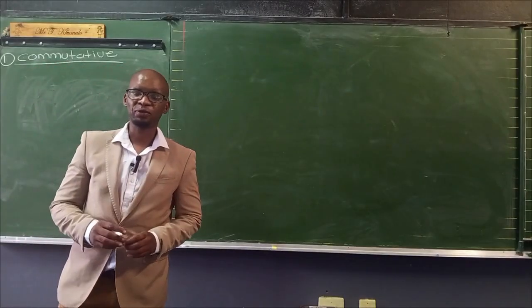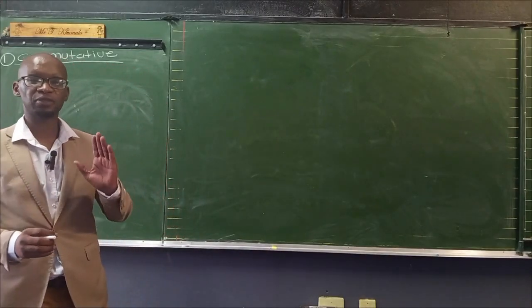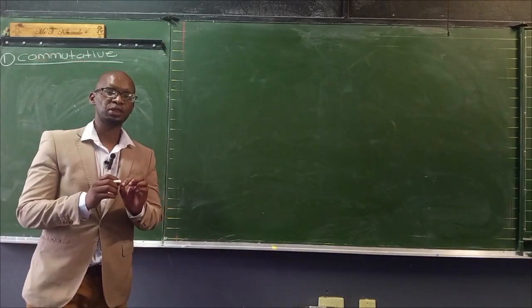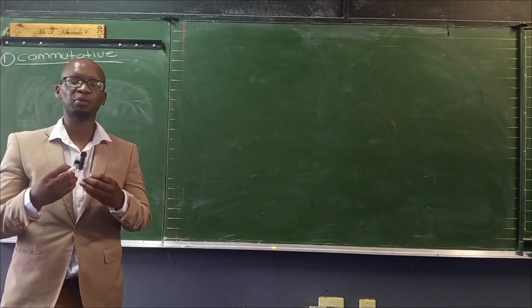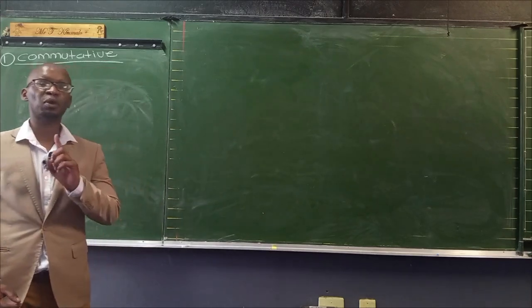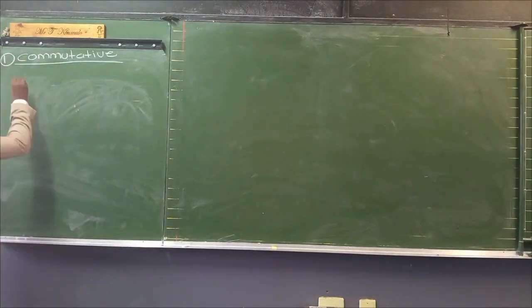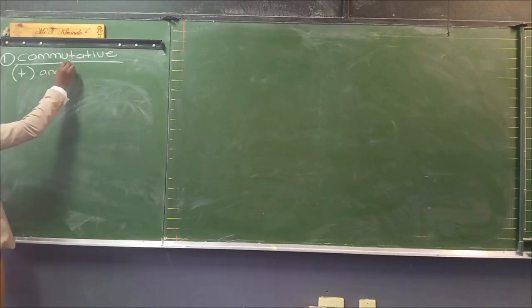The first property of number we are going to look at is the commutative property. So what is the commutative property all about? The commutative property, first of all, applies to addition and multiplication.